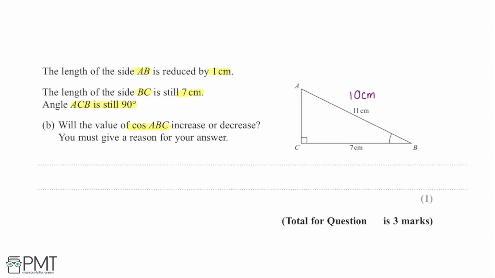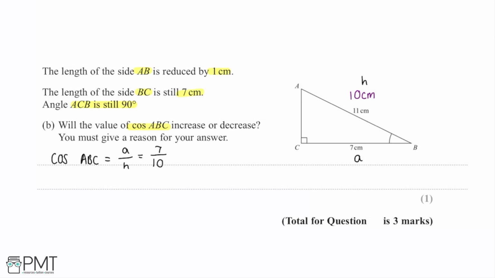Now if I want to find cos of ABC again, I need to substitute that in, so cos of theta, or cos of ABC, is equal to the adjacent over the hypotenuse. Again, the adjacent is going to be the 7 and the hypotenuse has gone from 11 to now 10. So I now have 7 over 10.